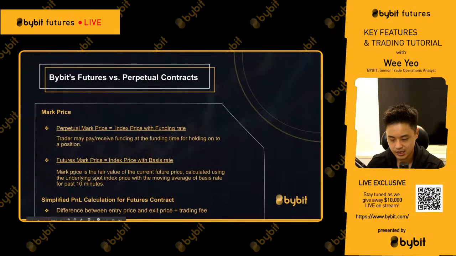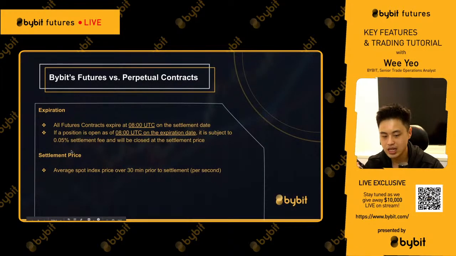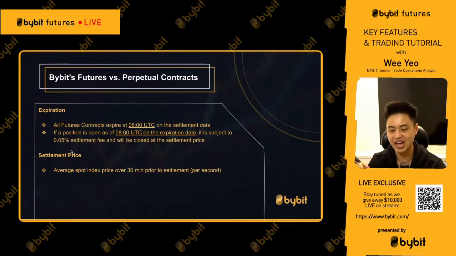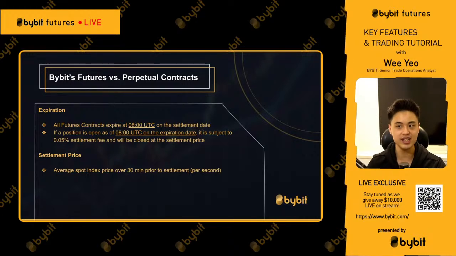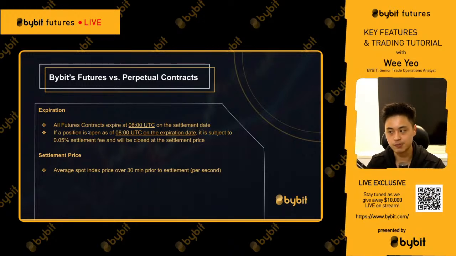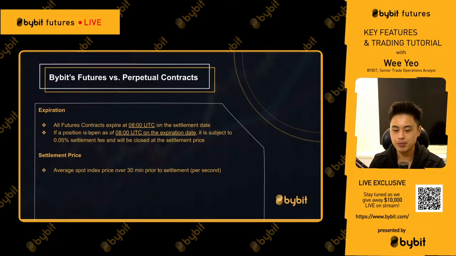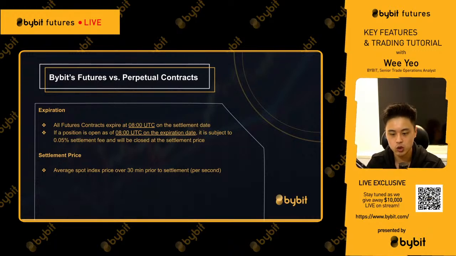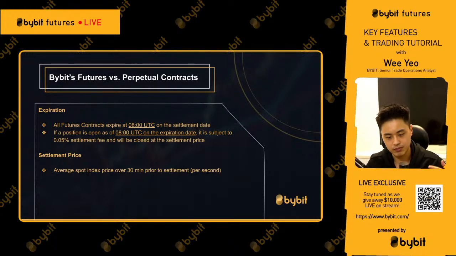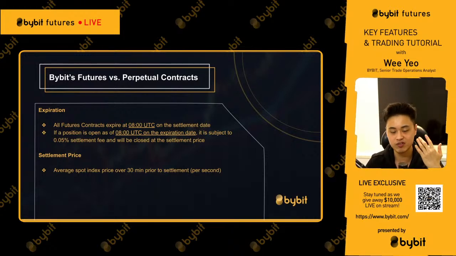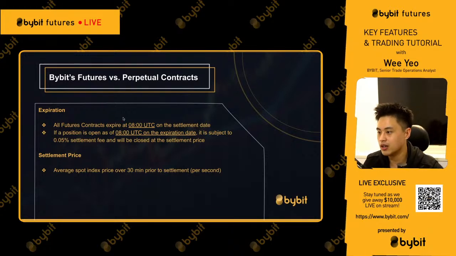You can see, when the position reaches the expiry date, and on that date itself, the expiry time, which is 0800 fixed, your position will automatically be closed by the system, and there will be a compulsory 0.05% settlement fee. Of course, if you use a market order, it will be 0.075%. So this is 0.05%.